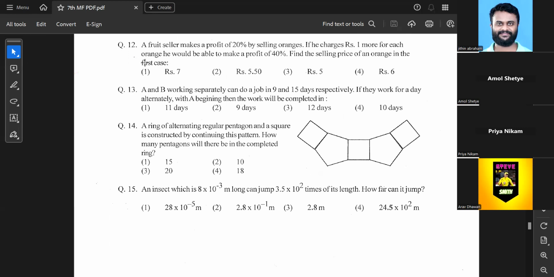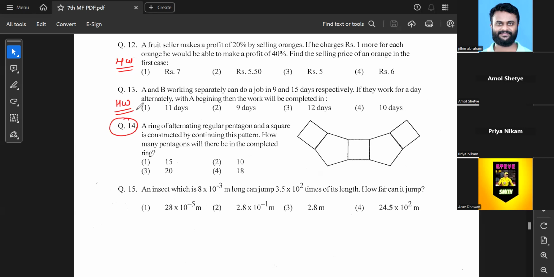Question number 12, it's manageable. I believe you can do it. So question number 12 and 13. 12 is homework. 13 is A and B working separately can do so and so job if they work alternately. Again, similar problems we have already done, so I think you should try this also. 14th one. No, I couldn't do the 12th question.